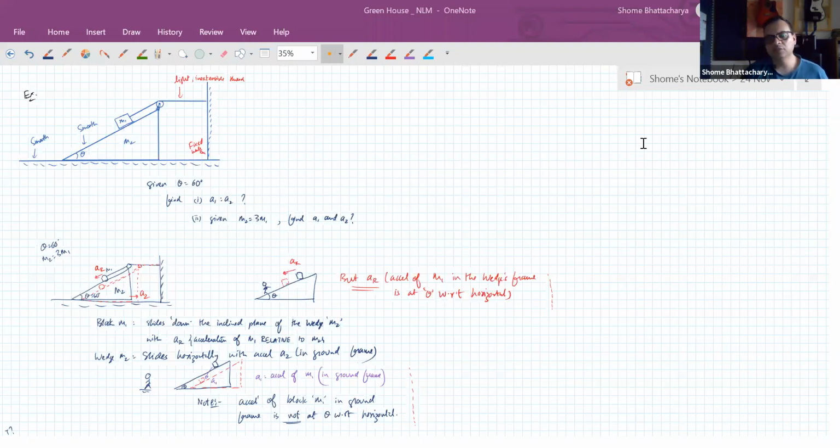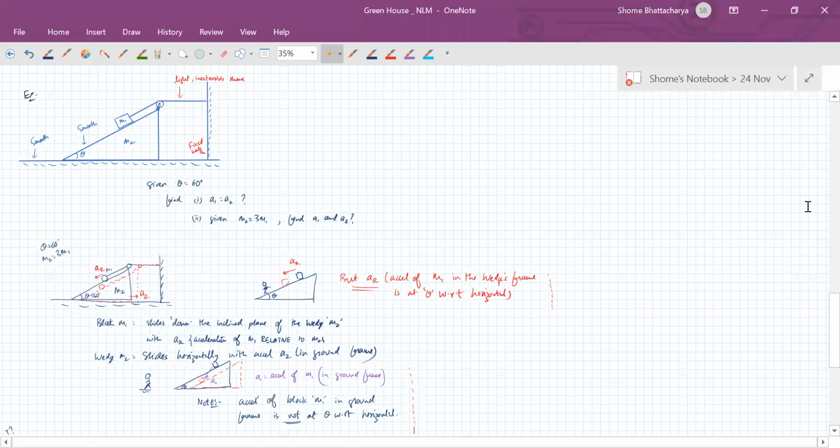Yeah, so Tej, have you finished writing down the question? Okay. Now write down the explanation first, then again we'll come to the constraint relation.